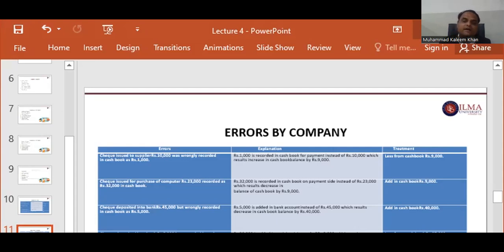So these were the common errors made by bank staff in the bank statement or by company staff in the cash book.